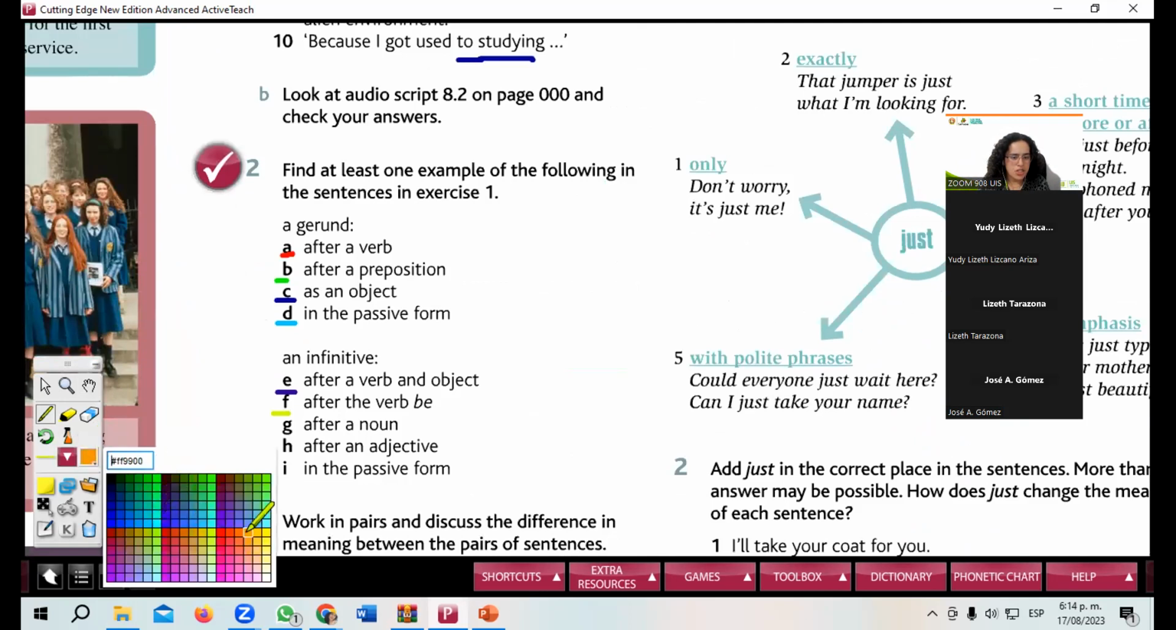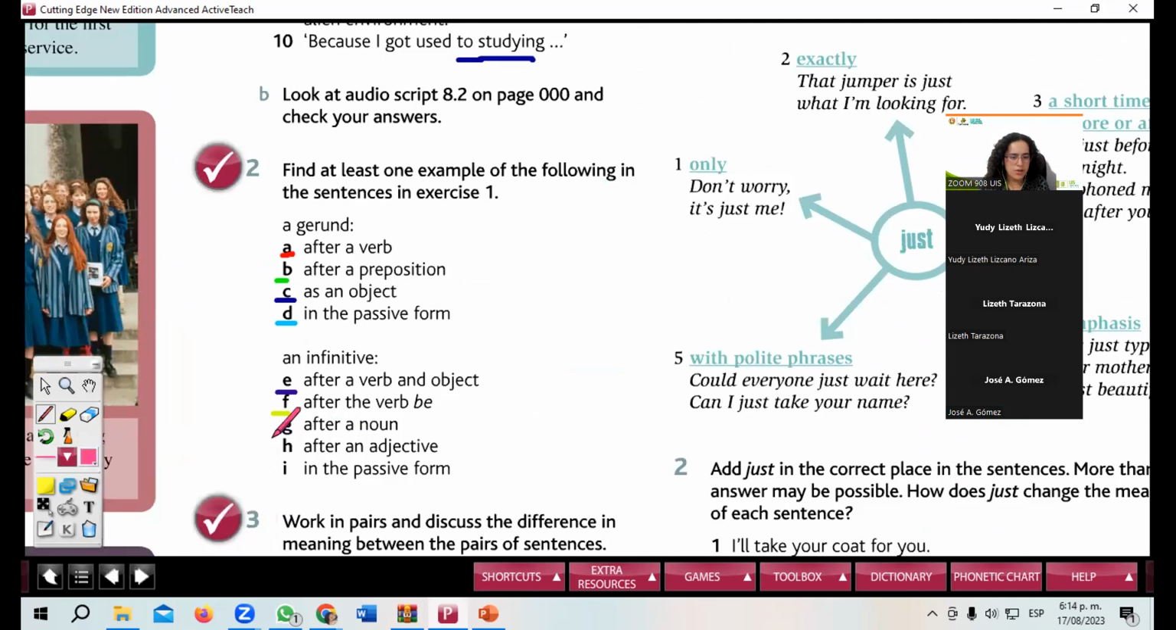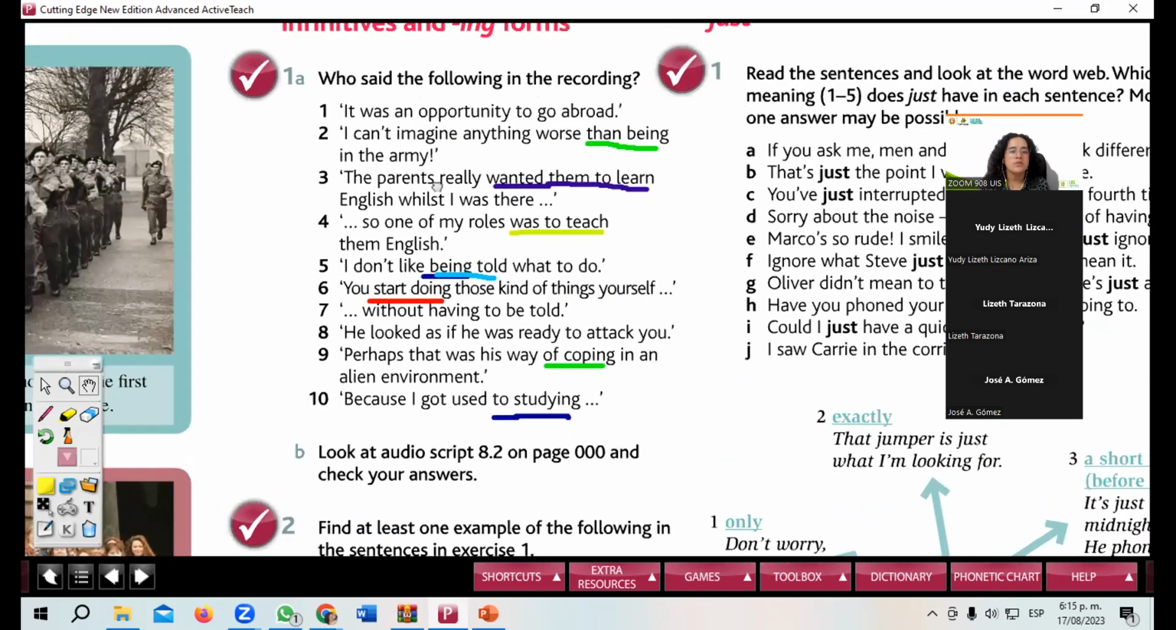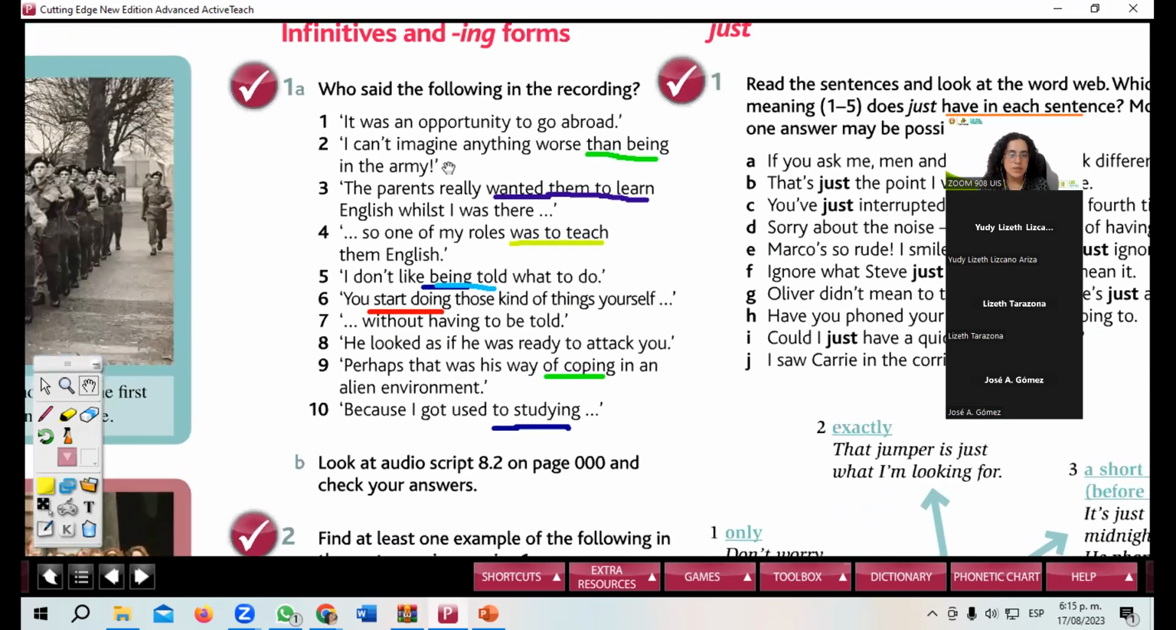Okay, let's change the color again. Let's use now the color pink. An infinitive form after a noun. After a noun. Yes, it was number 1. Very good. It was an opportunity. Opportunity is the noun. And the infinitive is to go. The opportunity to go abroad. Okay? Noun plus the infinitive. Very good.